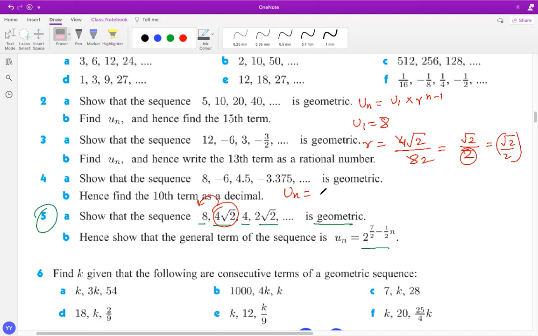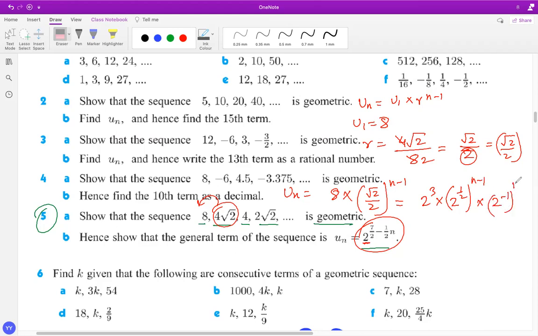So when you write the nth term formula, it is 8 times the ratio, which is root 2 over 2, to the power n minus 1. Now you got to simplify and show it is in this form. You can see it is a power of 2, so you got to write every term as a power of 2. So I can write this as 2 cubed times 2 to the power half to the power n minus 1 times 2 to the power negative half to the power n minus 1. So if you bring it up, it becomes 2 to the power negative 1.